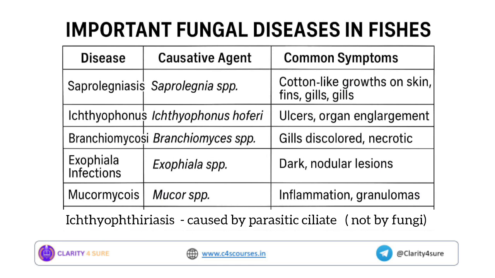Internally, organ enlargement and necrosis are common. It mainly affects marine and migratory fish like herring, salmon and trout. This disease spreads easily through contaminated food or water, and it's notoriously difficult to treat once systemic.